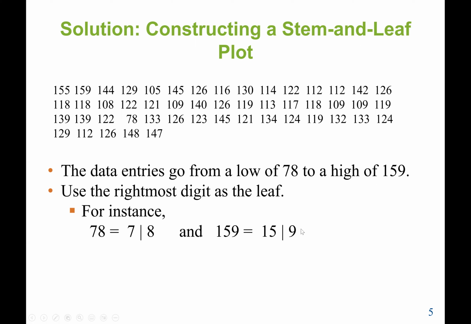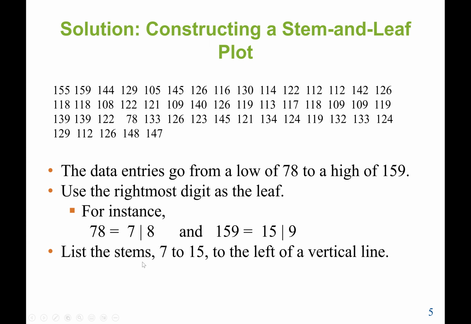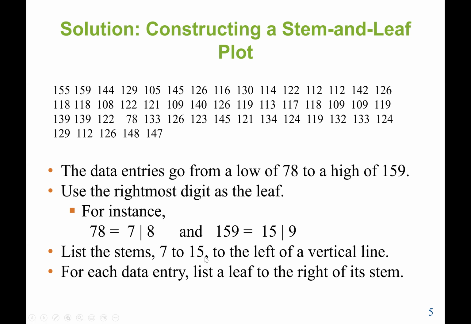And this is the best way to plot this graph, because the lowest is 78, the highest is 159. So here we can count that the stems will be 7 to 15. And also for each data entry, we are going to list the leaf to the right of each stem. So since most of the values are 3 digits, the leaf will be the last digit.